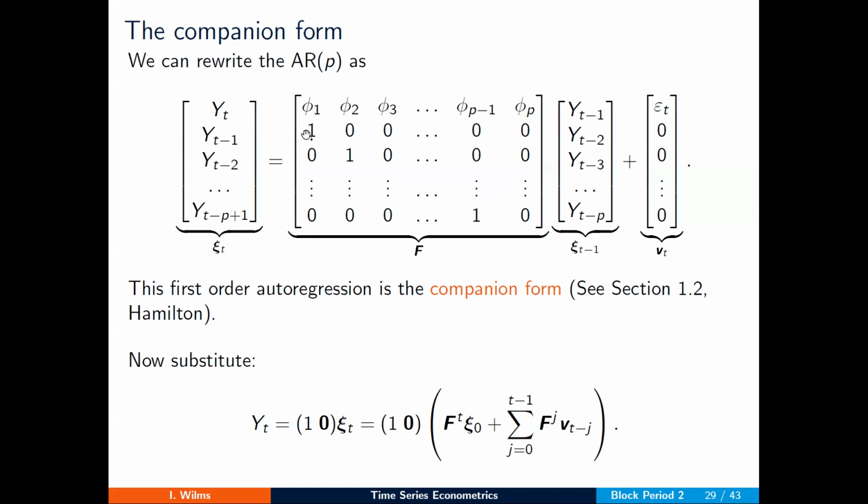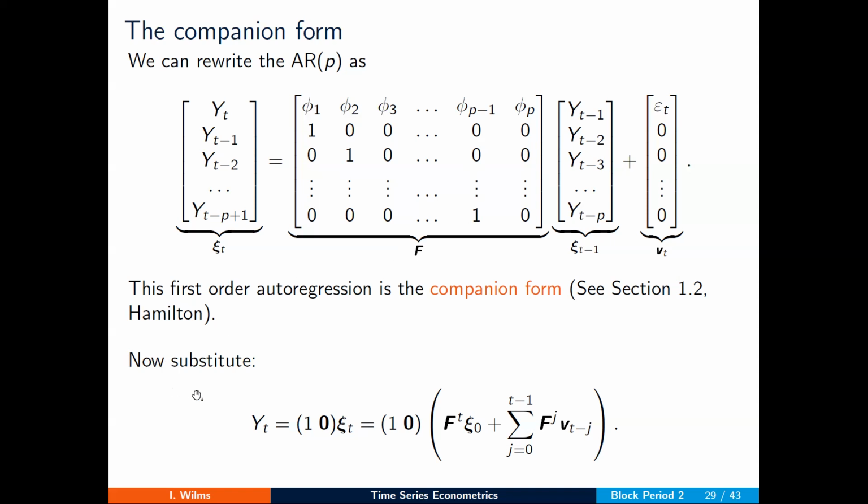The other equations in our system of P equations are just meant for matching the lagged values of yt that pop up at both the left-hand side and the right-hand side. So we simply need to match them up. Yt minus 1 is nothing more than the first entry over here. Yt minus 2 is the second entry over here, and so on. So this gives rise to our matrix in our companion form.